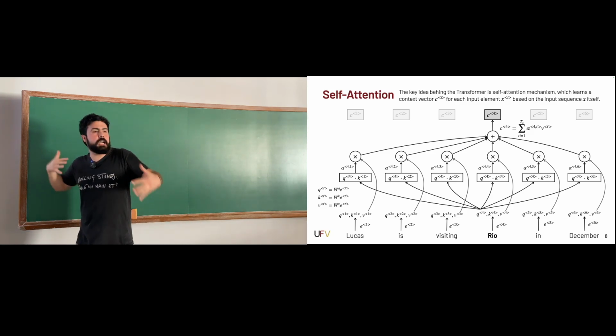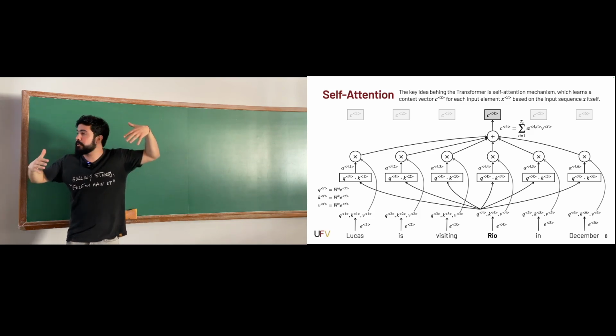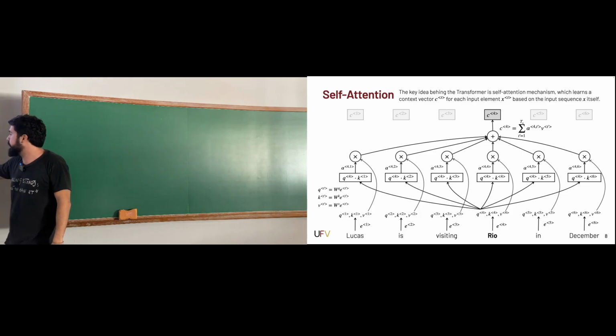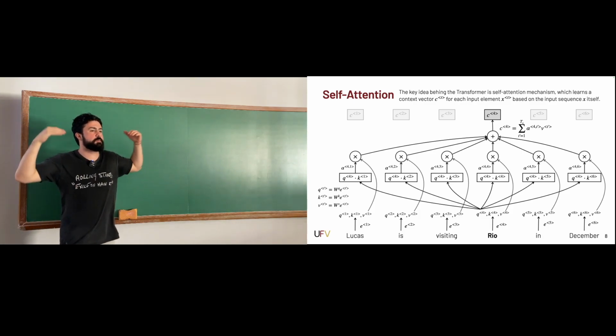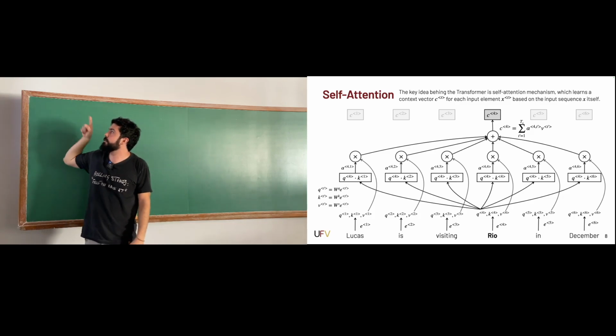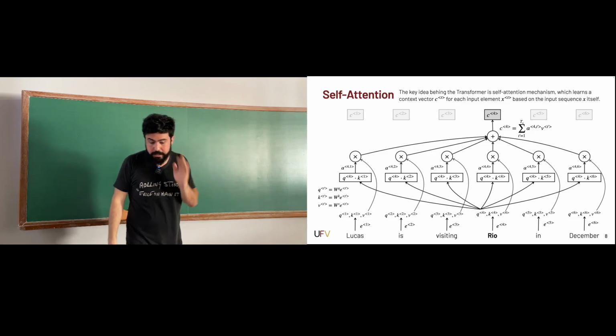And this is the hard thing to visualize, right? All these things are happening in parallel. So I'm doing the same operation for the word Lucas, then is, then visiting, then Rio, then in, then December. And at the end of this parallel operation, I have a C1, C2, C3, C4, C5, and C6. Okay? But that's it for self-attention.